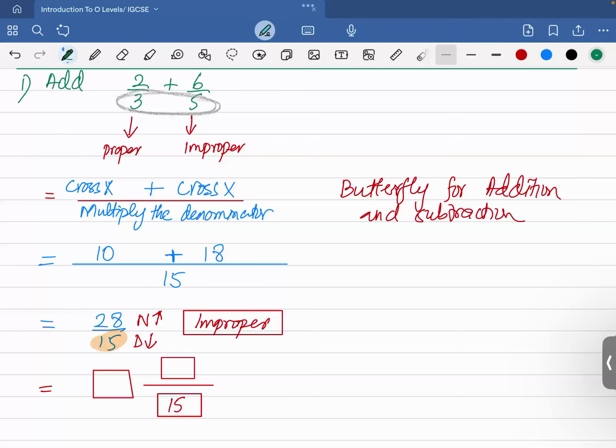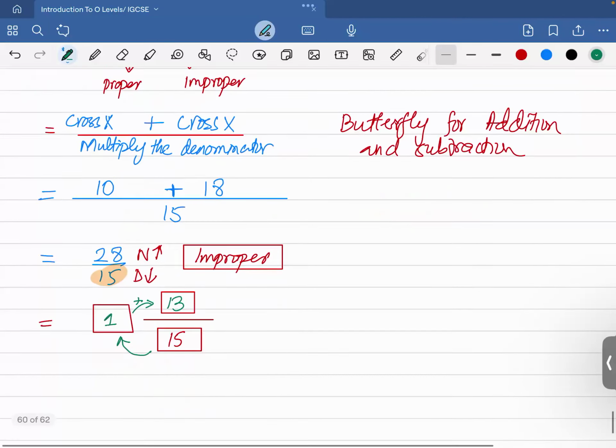In mixed fractions, we have to multiply this number with this one. So 15 times 1 is? It's 15. Very good. And 15 plus what is 28? 15 plus not 8. 15 plus 13 is 28. Agree or not? 15 plus 13 is 28. Got it? Okay. Now this is the shortcut.